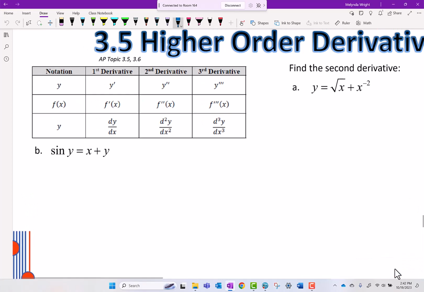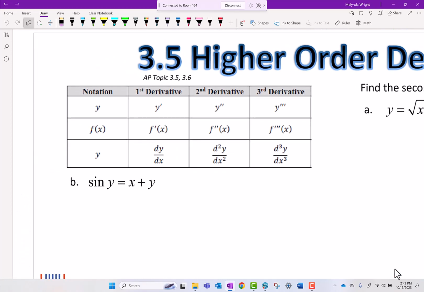So the notation for higher order derivatives we wrote right here. I think we've talked about these before: y prime, f prime, dy/dx. That's what those look like for the first derivative. For the second derivative, these two notations are pretty straightforward. Instead of one little prime, you put two. It's fairly easy. This notation is confusing to students.